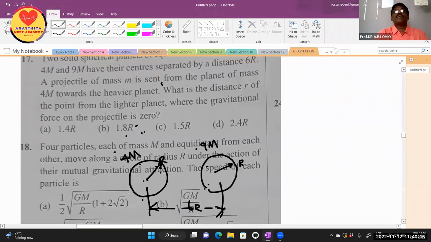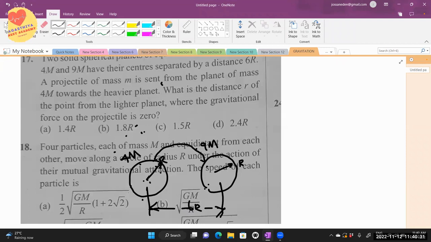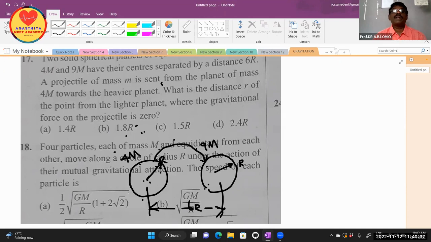A projectile of mass m is sent from the planet of mass 4m toward the heavier planet. From this planet, a projectile is sent to the heavier mass. The mass of the projectile is m, assuming that it is located here. Okay. Now, the question is find out the distance.